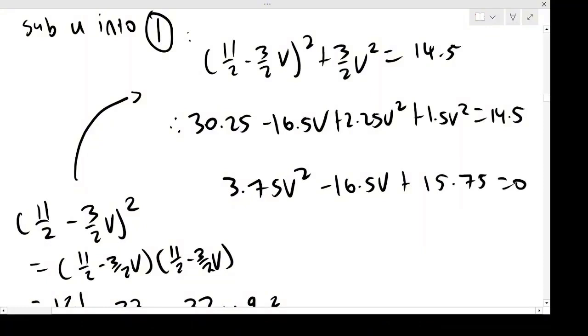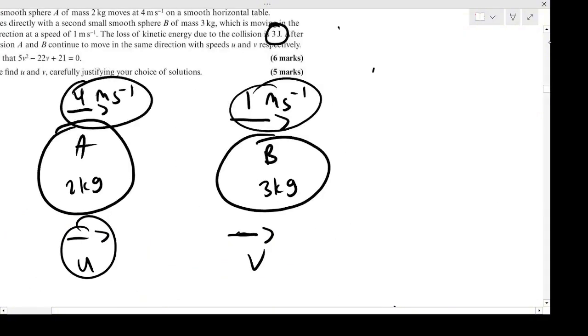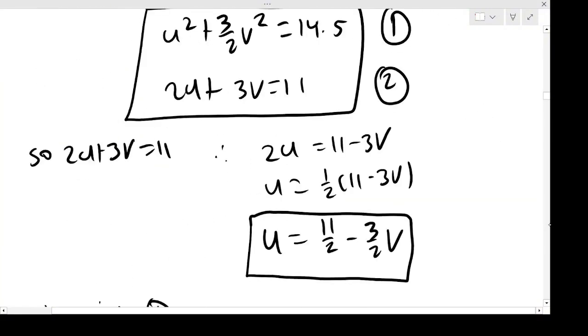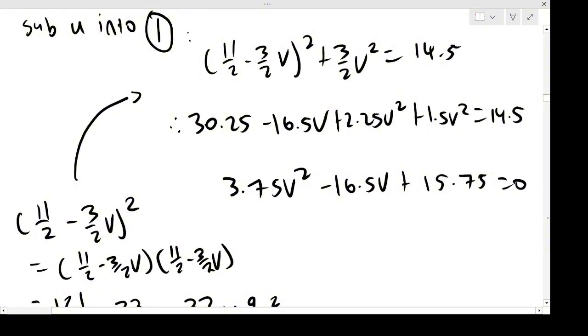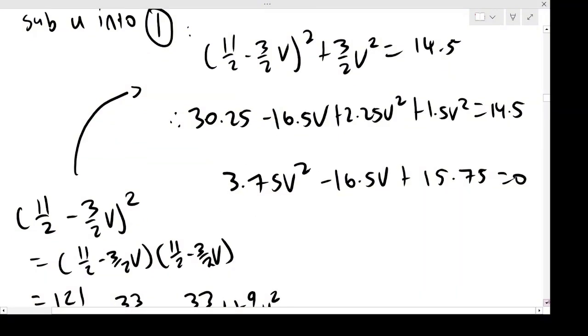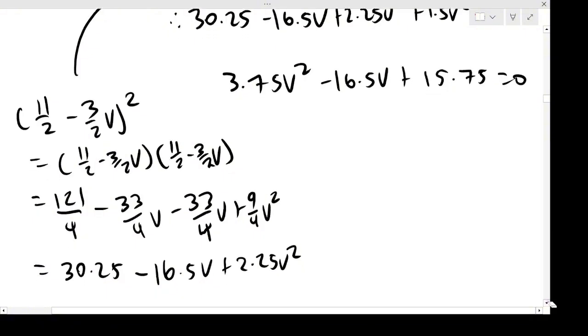And so we get a quadratic. Okay, we get a quadratic for v. Now, what equation do they want? They want me to show that 5v squared minus 22v add 21 equals 0. So we need to somehow change this from 3.75v squared to 5v squared. Okay, so let me get rid of all this business here.